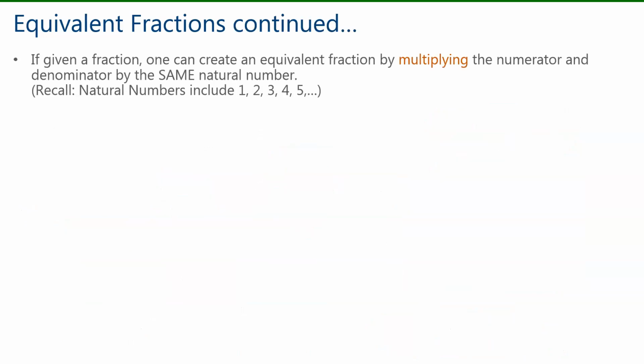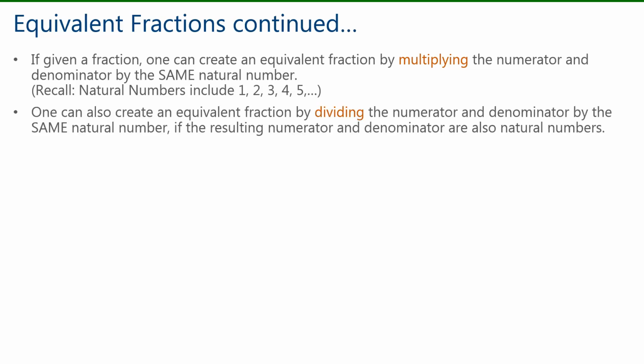So let's now look at a way that we can create equivalent fractions without having to draw them. If given a fraction, one can create an equivalent fraction by multiplying the numerator and denominator by the same natural number. And if you recall, natural numbers are what we call our counting numbers: 1, 2, 3, 4, 5, and so on. What I call nice numbers. We can also create an equivalent fraction by dividing the numerator and denominator by the same natural number if the resulting numerator and denominator are also natural numbers.